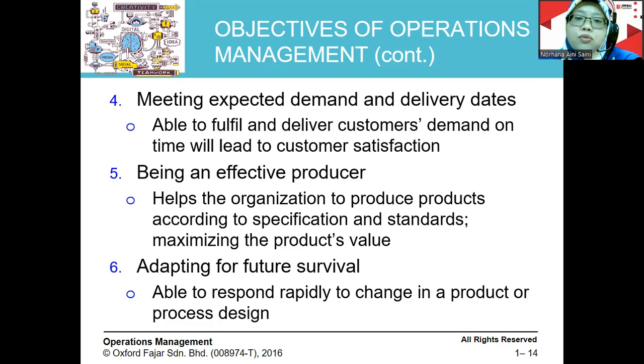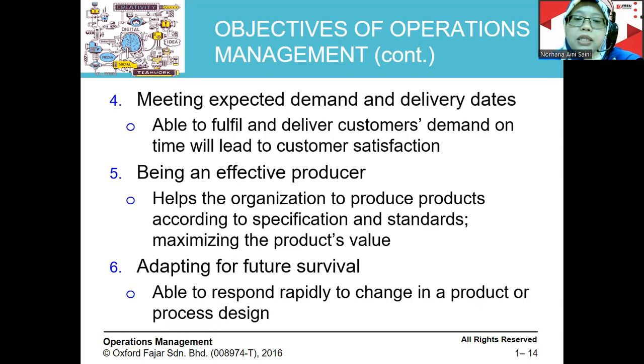Next one is being an effective producer. It helps the organization to produce products according to specification and standard by maximizing the product value. If we want to become an effective producer, make sure whatever products or services we produce are up to the standard, which is the quality one.